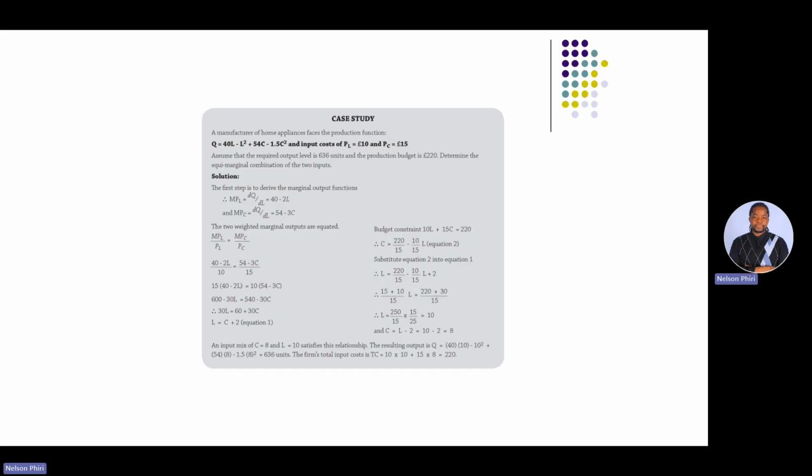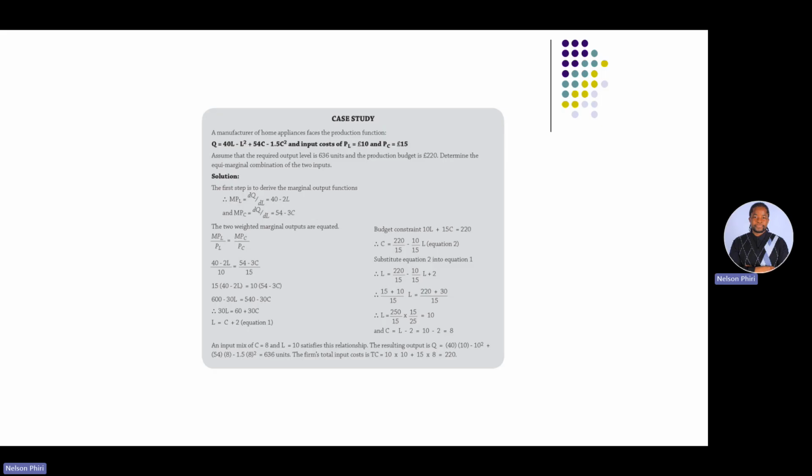Then as well, we have another case study there. Here we're looking at a manufacturer of home appliances. So they have that production function there, where you have 40L minus L squared plus 54C minus 1.5C squared. Then you have the input cost, where your price of labor is $10 and your price of capital is 15. So that's the information that you have there.